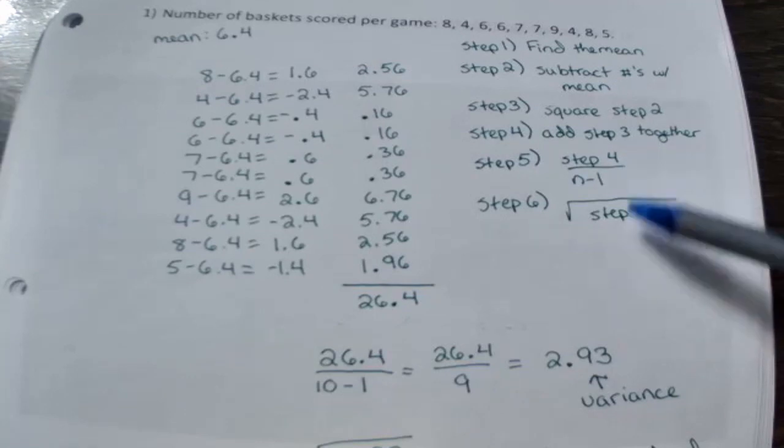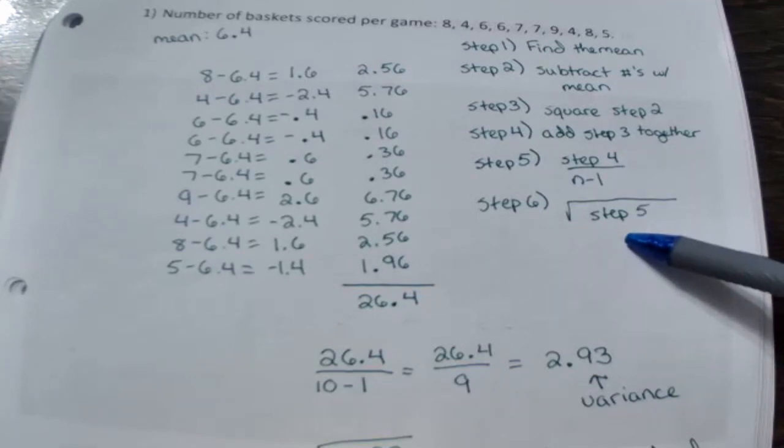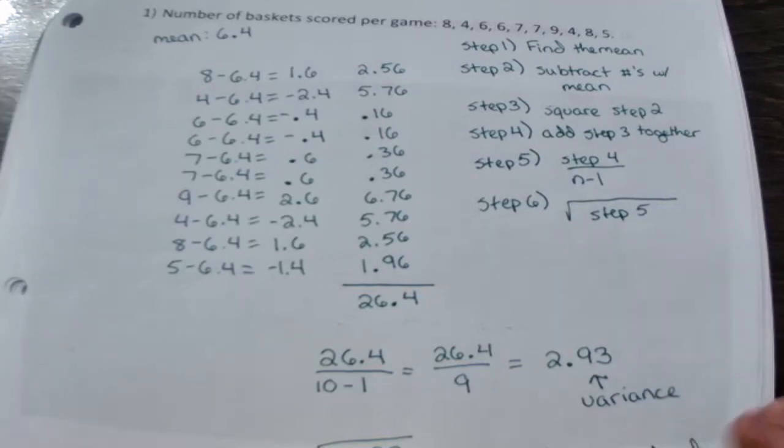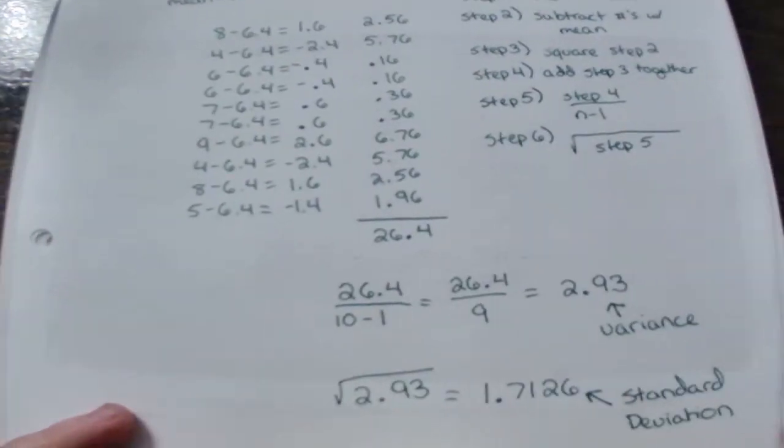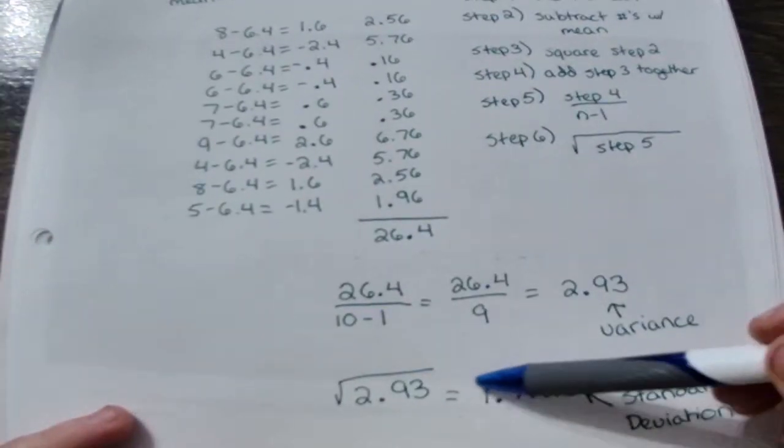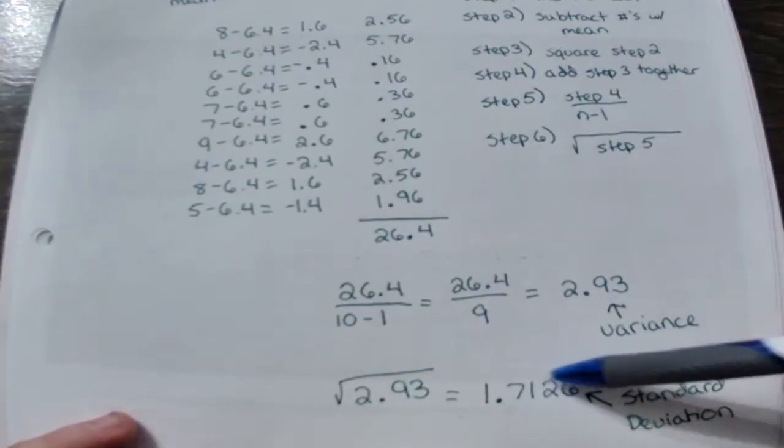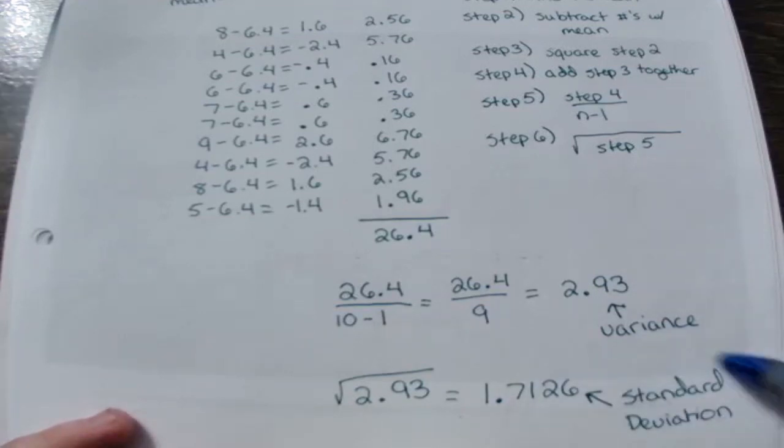Now we have one last step to find the standard deviation, and we take that number and square root it. So when I square root it, I now have 1.7126. This was our standard deviation.